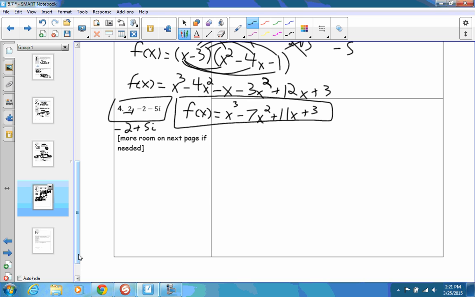Everybody got that? Don't change the a. The a doesn't change. Don't change it to positive 2 plus 5i. A is still negative 2. So all you're doing is changing the sign in front of your bi.